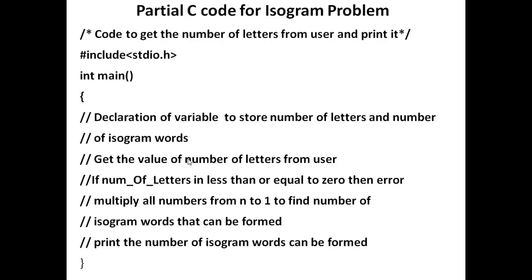functions. Then we go for the main function, where we need to declare the variables to store the letters and number of isogram words, and get the value of number of letters from the user. Here we are going for a user input driven program. If the number of letters is less than or equal to 0, then we have to give an error. We have to multiply all numbers from n to 1 to find the number of isogram words that can be formed. Finally, we need to print the number of isogram words that can be formed.